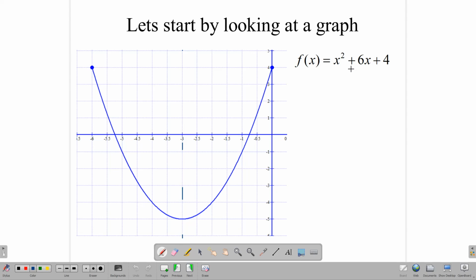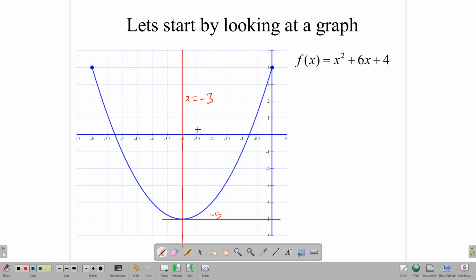As you can see from the graph, it has a minimum value of -5. I'm just going to draw a line there so that you can see the minimum value of -5 right there. That's the minimum value. And it has an axis of -3 right through here. This line that passes through the middle of the graph, that's the axis, x equal to -3.